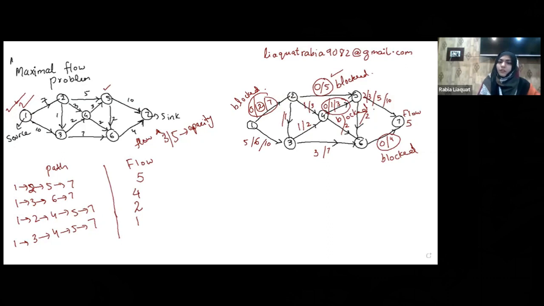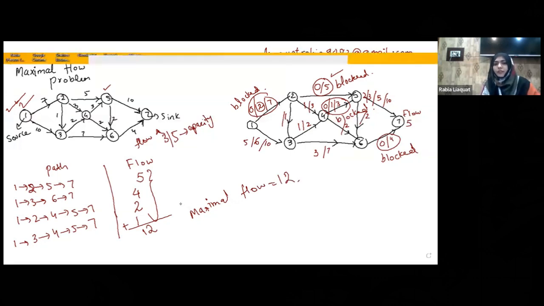Now we cannot go from 1 to 7 because every area is covered. So we get the flows 5, 4, 2, 1. At the end we will add them. 5 plus 4, 9. 9 plus 2, 11. 11 plus 1, 12. So the maximal flow is 12. Right?